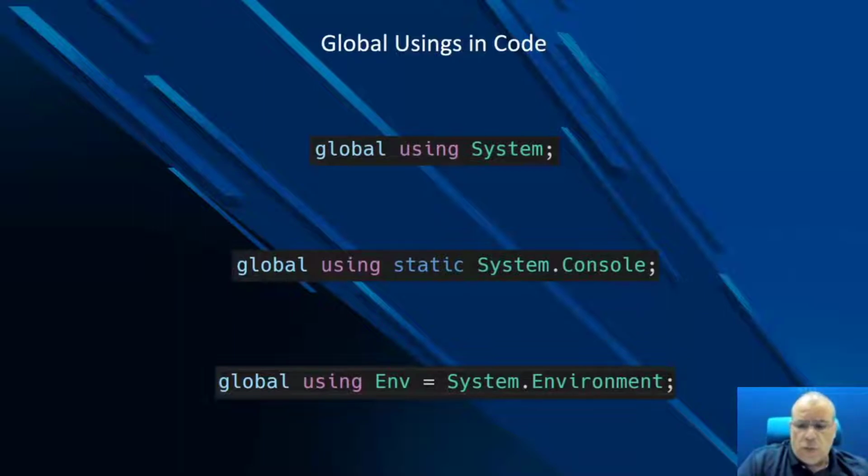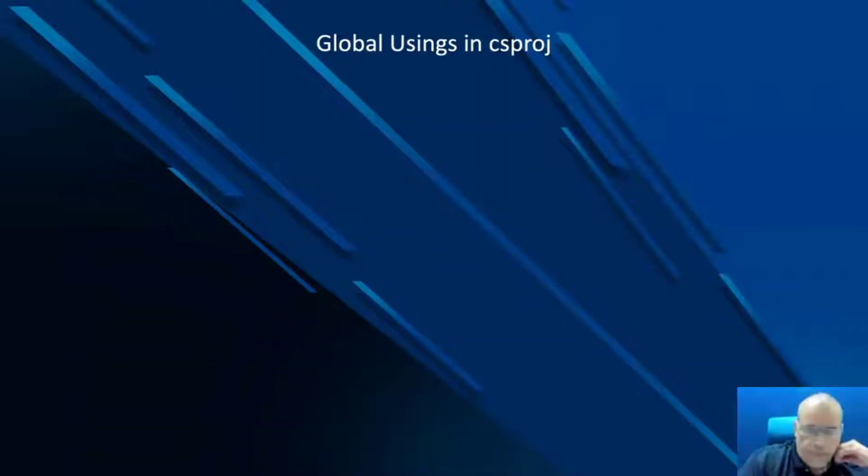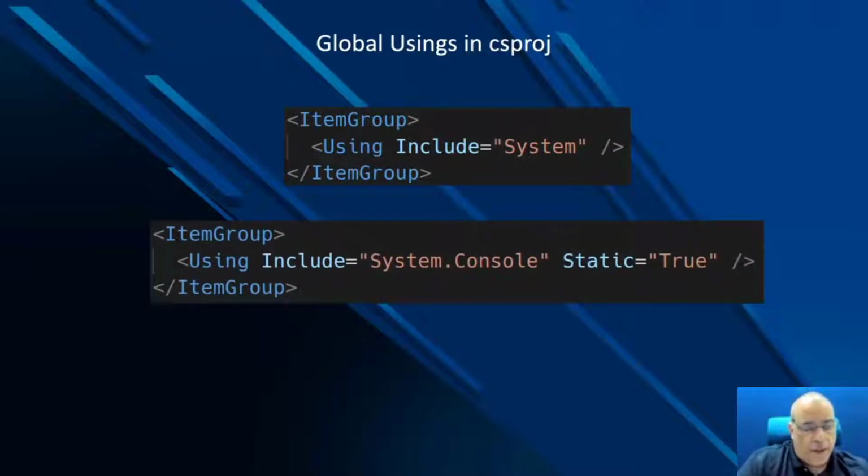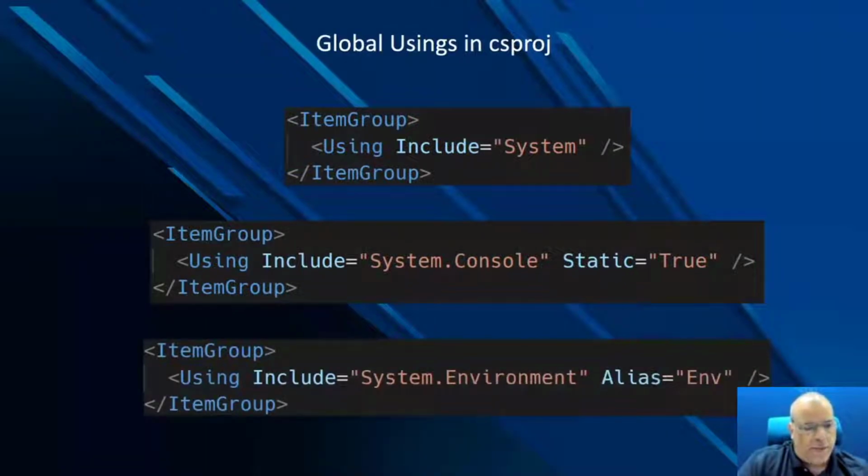If you're concerned with that and don't want to do a global using or global CS, you can also do it directly in the project file. So within the project file, you can add an item group using include equals system, and this provides you the same effect as doing global using system. Same thing for static, you can just add the attribute to that using statement, static equals true. For the aliases, as you can probably figure out, you add the attribute of alias equals env.